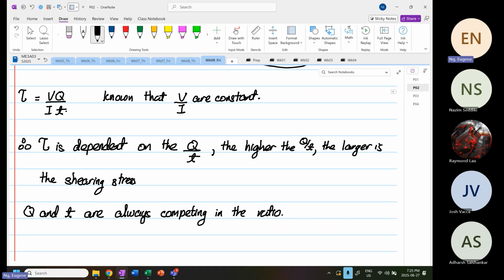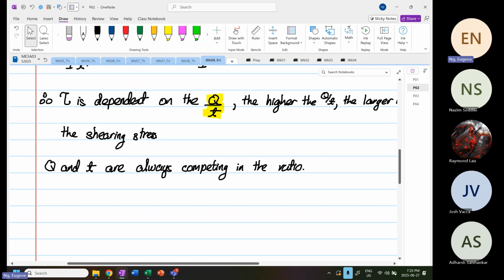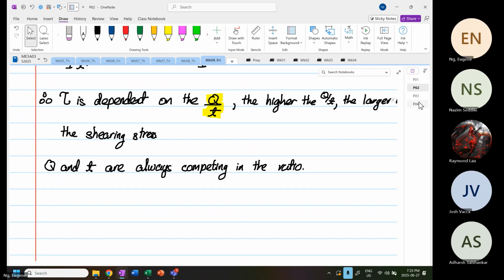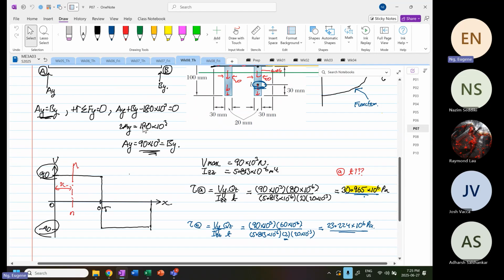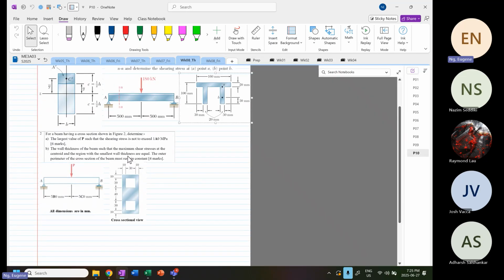And that's where the next example comes in. This is more of optimization, the Q over T ratio. The higher the Q over T, it has a higher stress. If the Q over T is low, it is lower stress. So now let's look at one of the examples. I think I posted it, yeah, this one.